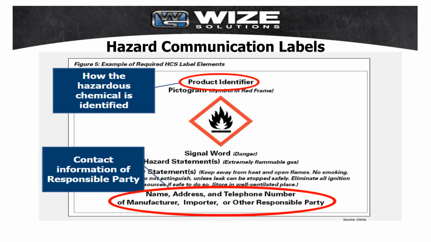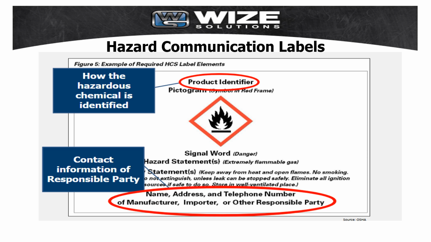Those who know the most about the chemicals, the companies that produce, import, or distribute them, have the responsibility to assess available information and convey what is needed to downstream employers where the hazardous chemicals are used. The name, address, and telephone number of the responsible party must be included on the label.